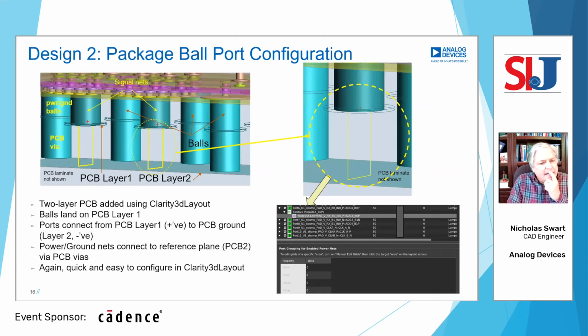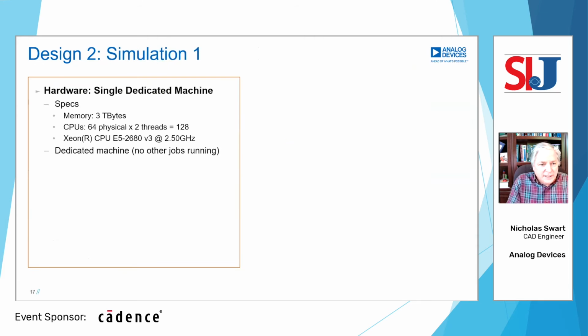Okay, is there anything else I want to say about this? I do want to stress that in this simulation we included the entire laminate. So none of the power nets were eliminated. Basically, everything that's a conductor in this laminate was included in the Clarity simulation. Okay, so we approached this simulation in two ways because we were trying to understand how Clarity would handle a problem like this on a farm compared to a single dedicated machine.